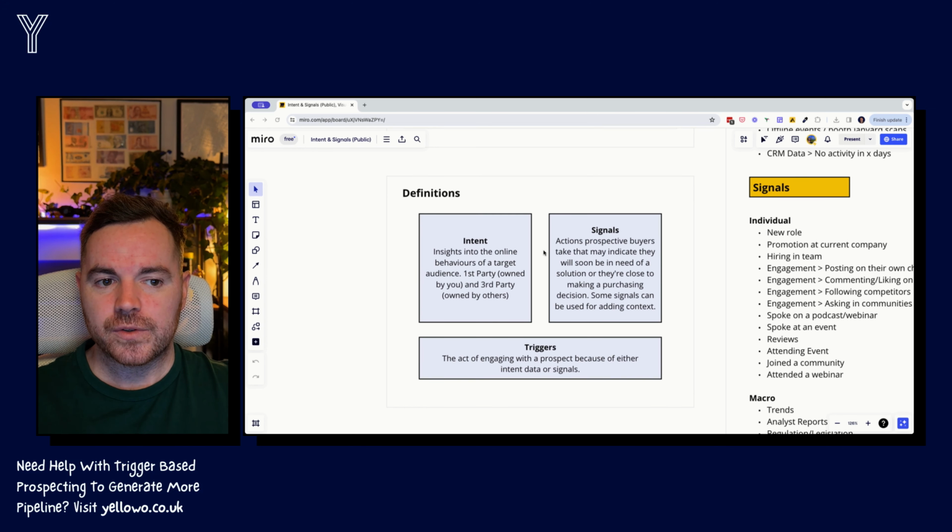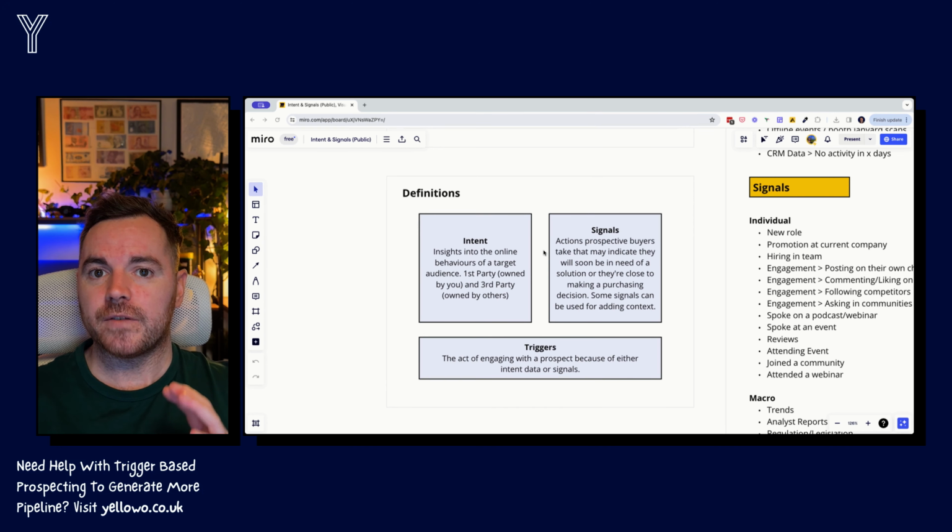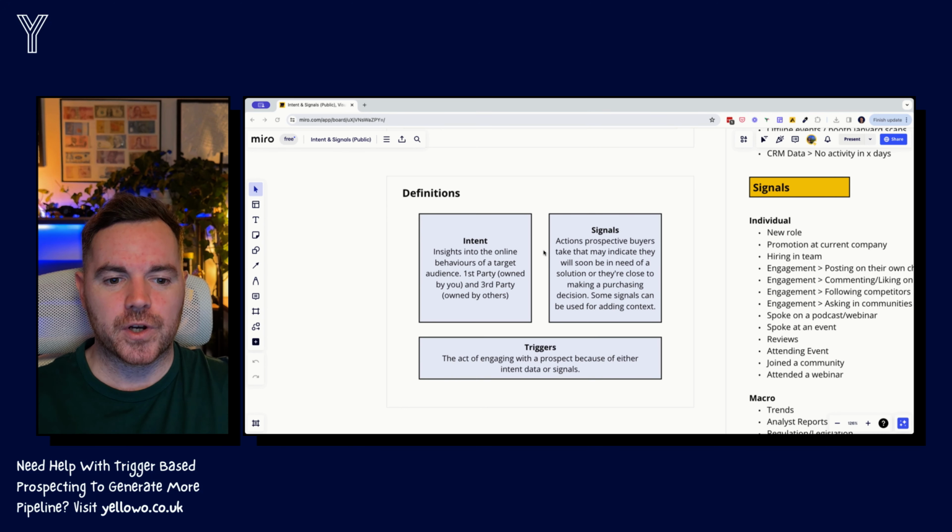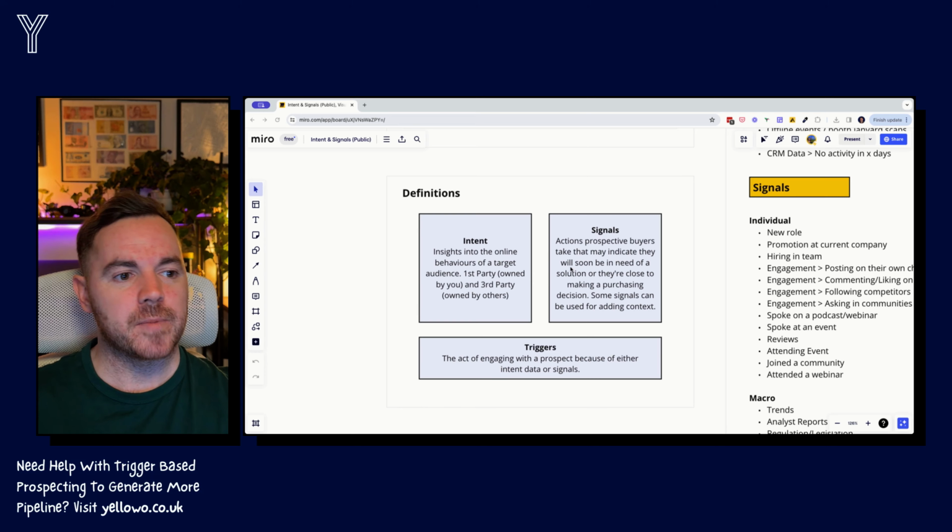Then you have signals. These are actions that prospective buyers or prospects take that might indicate, so might be the keyword here, that they will soon be in need of a solution like yours, or they're close to making a purchasing decision. So some signals can be used more for adding context rather than for actually triggering any outbound campaigns. And let's move into triggering now. So triggers essentially is the act of engaging with a prospect because of either intent data or signals. That'll make a little bit more sense when I explain it over here.